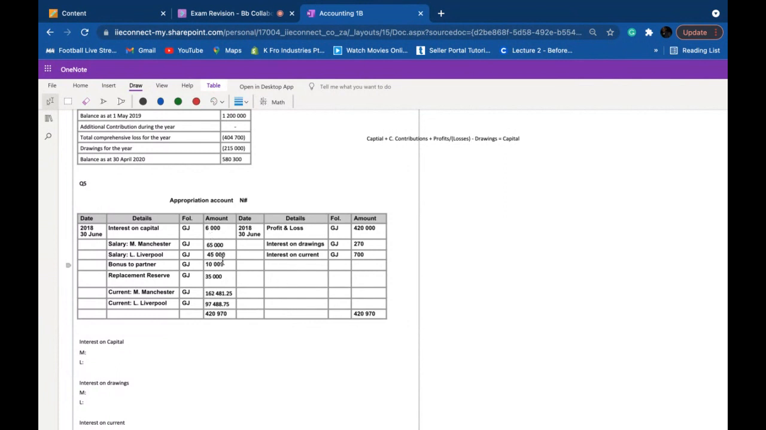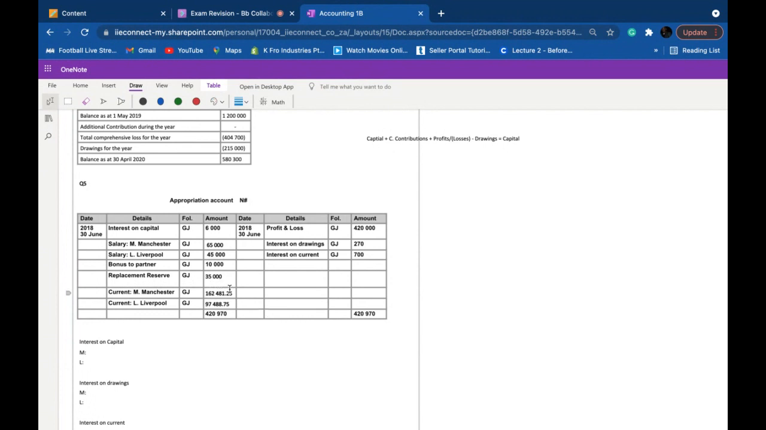Okay, now remember, here it's showing interest on drawings. We're penalizing them, so that's money coming in. Interest on current account, that's money coming in. The balance, that means the balance was a negative balance on their current account. Okay. Then interest on capital, we're rewarding them, money leaving the business. Salary, money leaving the business. Bonus, money leaving the business.